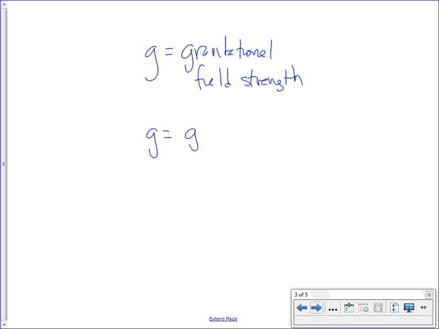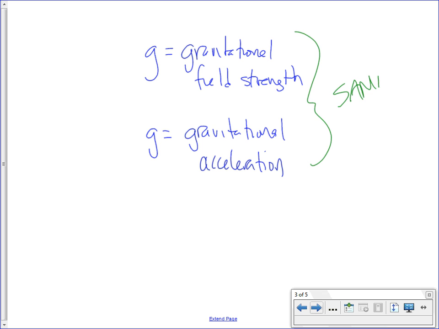Sure. And specifically, gravitational acceleration. I mean, same thing, really. Yes, it makes sense to refer to them differently when you're talking in different contexts, but they are the same exact thing.